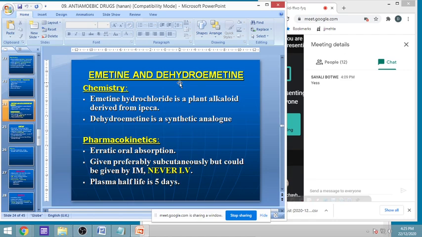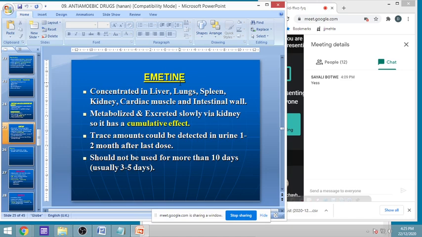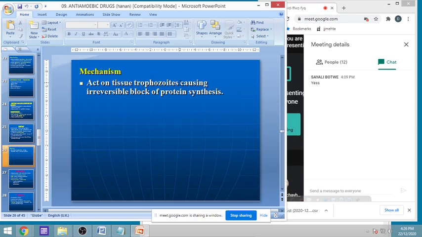It is given preferably subcutaneously, but it can be given by intramuscular use. It should not be given intravenously. Plasma half-life is 5 days. Emetine is concentrated in the liver, lungs, spleen, kidney, cardiac muscle and intestinal wall, and is metabolized and excreted slowly via the kidneys. So it has a cumulative effect. Traces can be detected in urine 1 to 2 months after the last dose. It should not be used for more than 10 days because it accumulates.